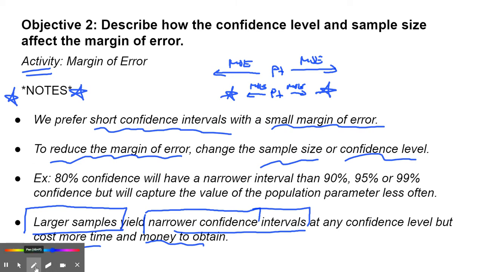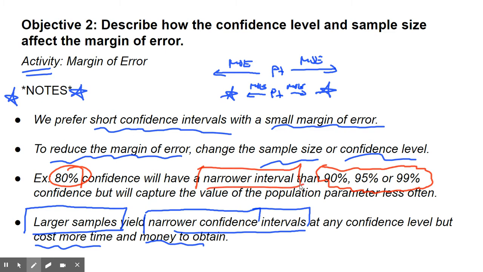Now, for confidence level, for the percentage, right? For confidence percentages, the confidence level, I'm sorry. If you compare an 80% confidence interval to a 90, 95, or 99% confidence interval, the 80% confidence interval will be narrow because I'm saying I think I'm only right 80% of the time. So if I'm wrong, who cares? I'm telling you that I'm going to be wrong 20% of the time. So I'm narrower, but I'm not going to capture the value as often. I'm going to be wrong more.